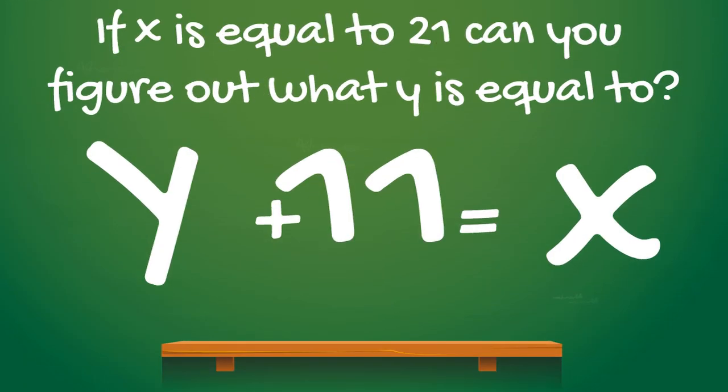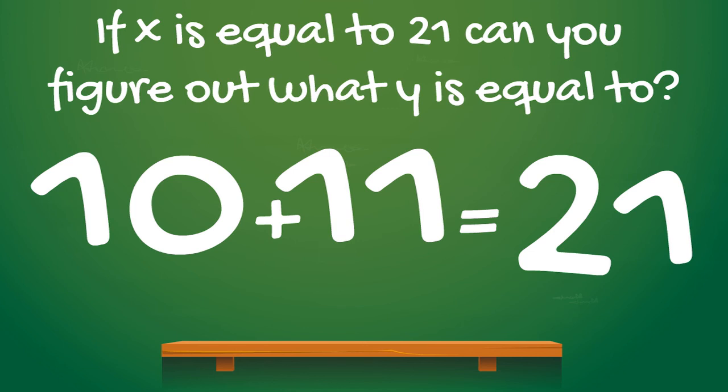Let's try a medium one. If x is equal to 21, can you figure out what y is equal to? Pause the video and give it a try. Okay, here's what you should have got. So we put in 21 for x, and that left us with 10 plus 11 is equal to 21. So y is equal to 10. That was the medium one.